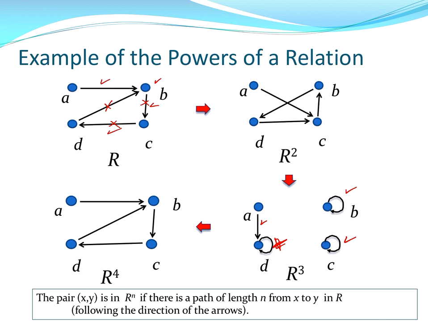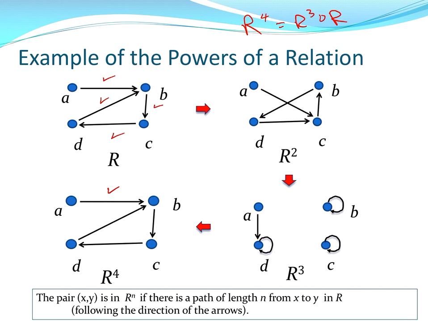And now let's consider R to the 4th power. Well, R to the 4th is R cubed composed with R, and it's all the result of applying R 4 times, or paths of length 4 in R. Well, let's look at the path of length 4 from A: AB, BC, CD, DB. So the result of a path of length 4 from A is AB, which is where we started.